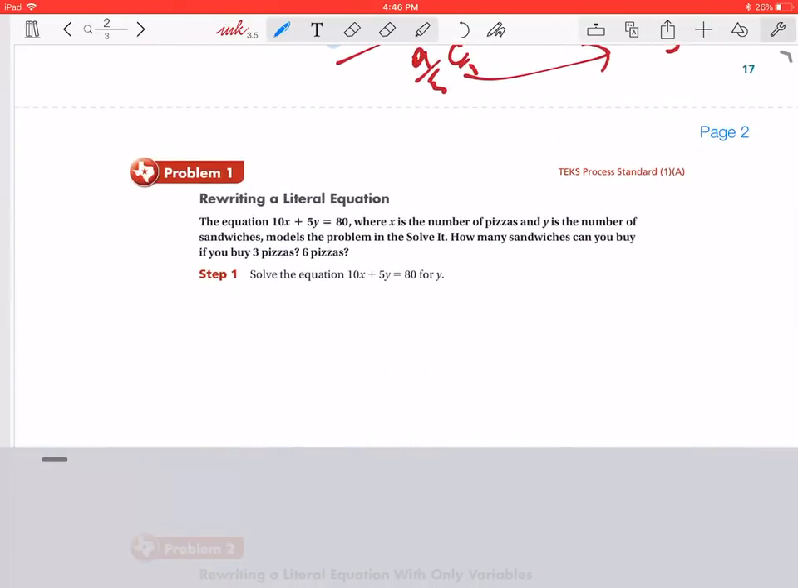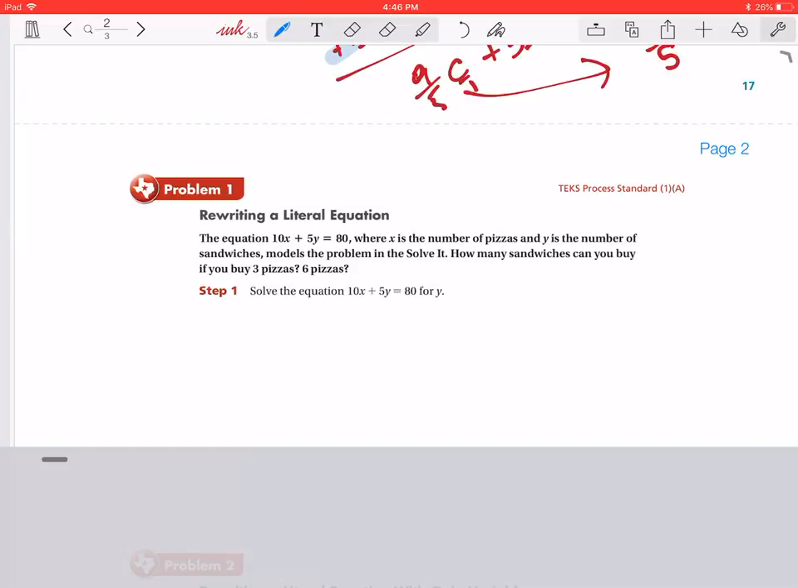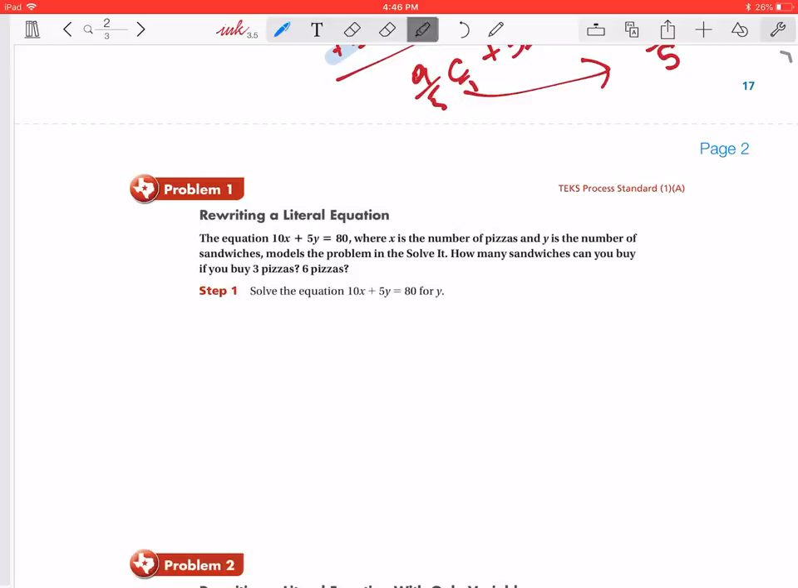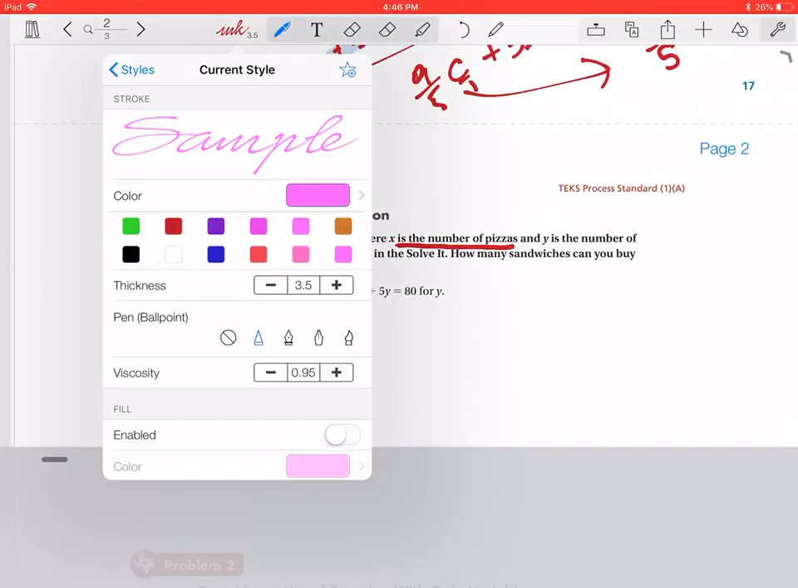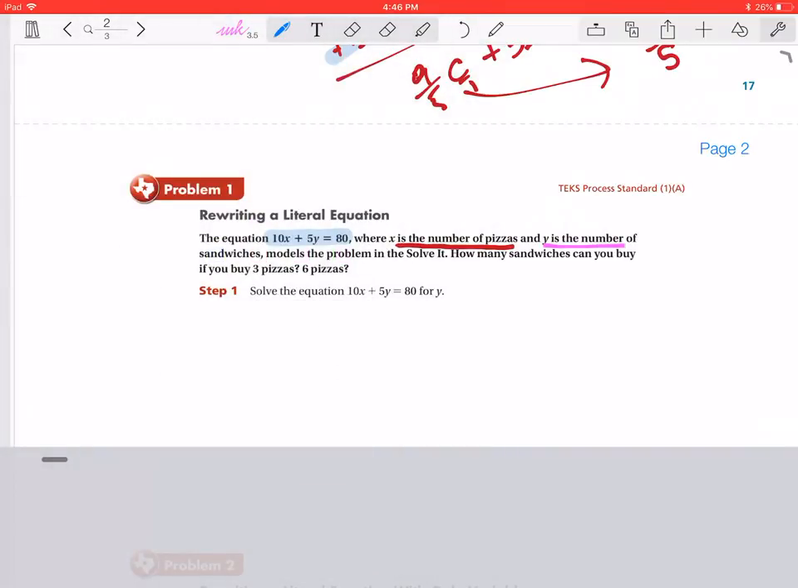Let's talk about an actual problem. All right. Now, problem number 1, it says we're going to rewrite this literal equation. Now, it gives us the equation 10x plus 5y is equal to 80, where x is the number of pizzas and y is the number of sandwiches.